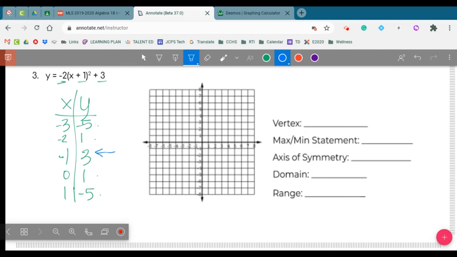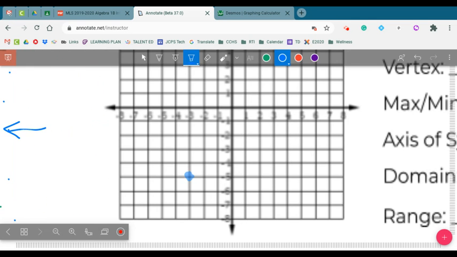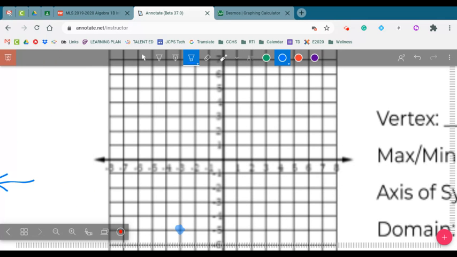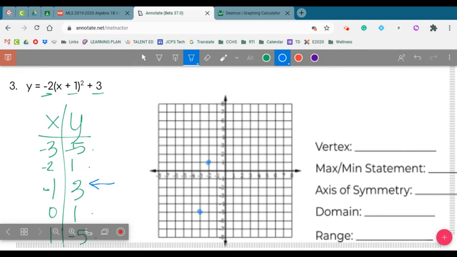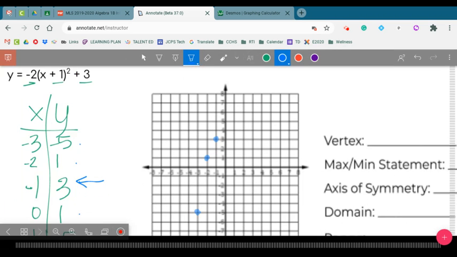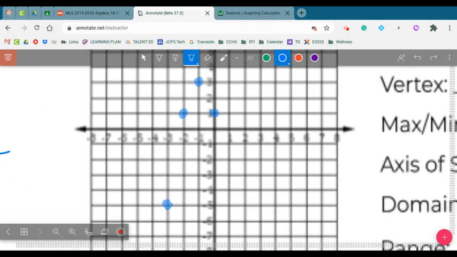So we're going to graph those points. So negative 3, negative 5. Negative 2, 1. Yeah, negative 2, 1. Sorry, I had to make sure I had that right. Negative 1, 3. 0, 1. And then 1, negative 5.